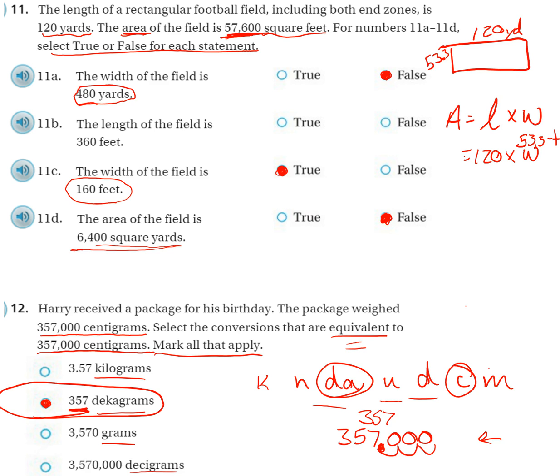Okay, you do the same thing for this one, and this one, except with different conversions, and then you just check. If they are equal, bubble it in. If not, leave it blank.